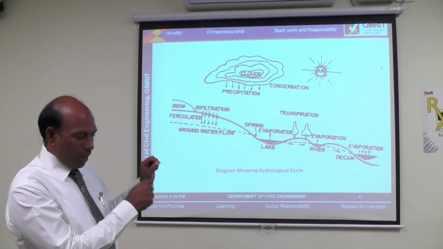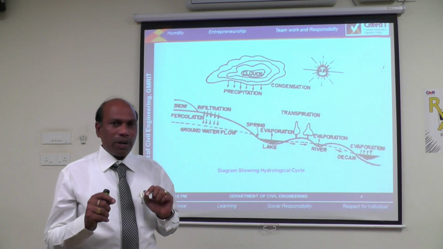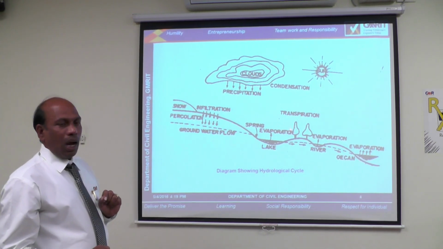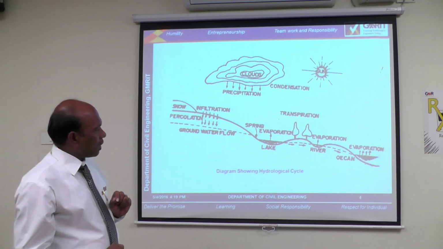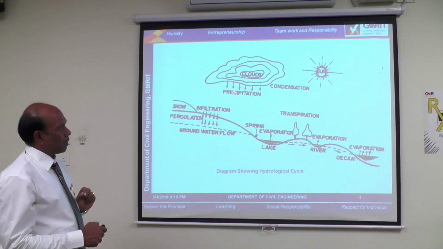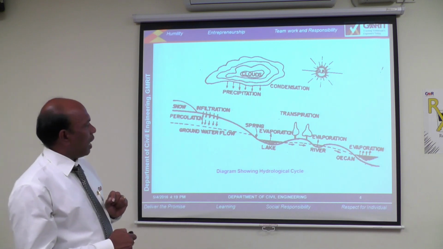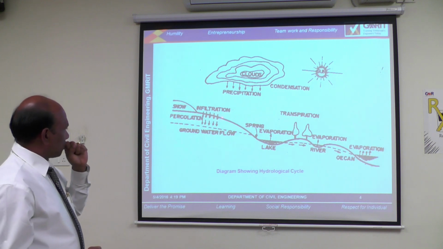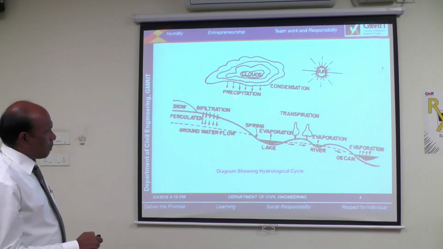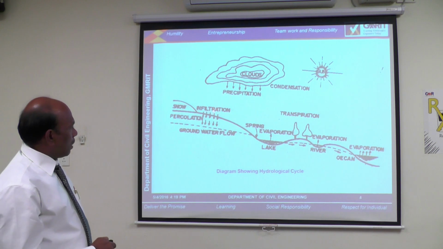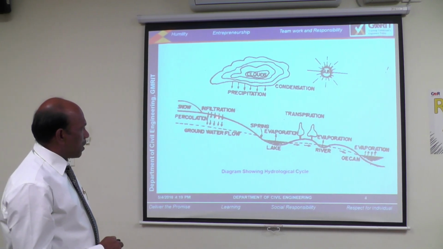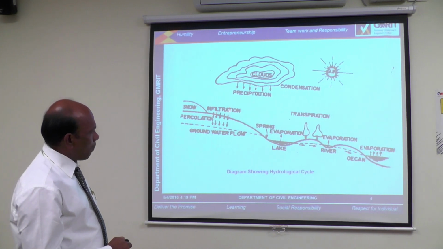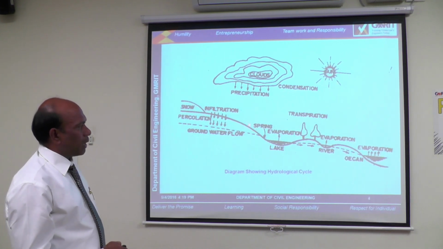Based on this figure, the major component parts of the hydrologic cycle are evaporation and transpiration, another component part is precipitation or rainfall, and the next component part is runoff. Runoff means that a part of the precipitation or rainfall percolates down and a part of the water flows above the ground surface. This is nothing but runoff.